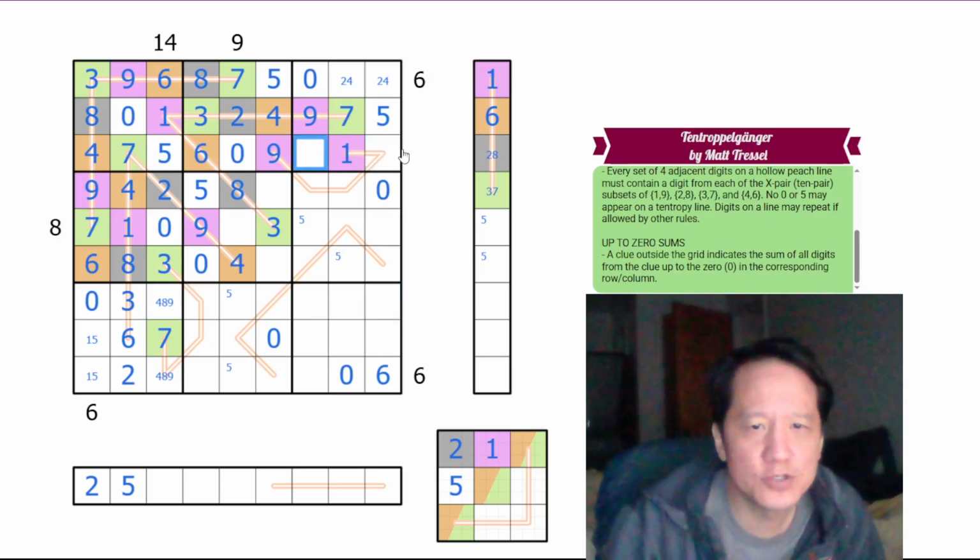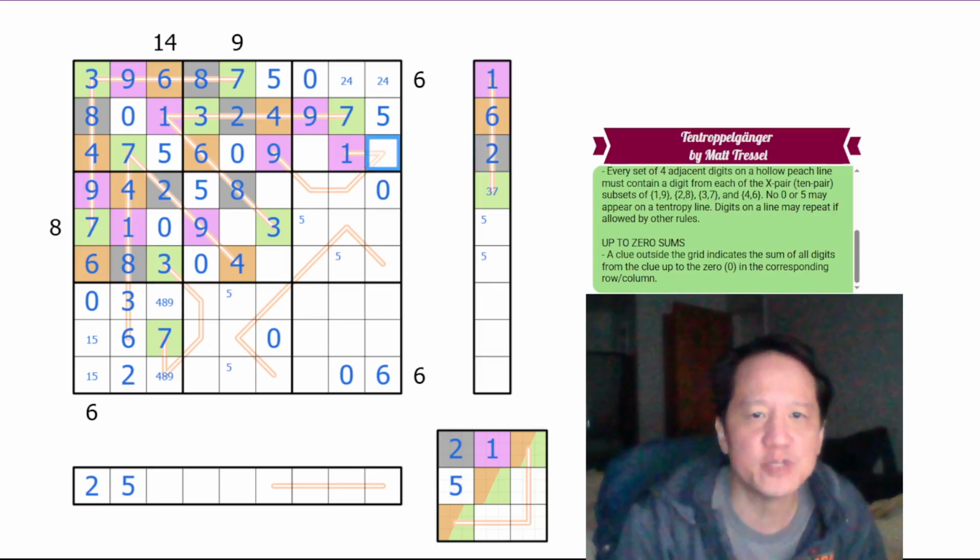We're missing a 2 or 8 here, and this cannot be 2 because of the 2, 4 pair in the box. So we're missing a 2 here. So then this must be a 3, 8 pair.